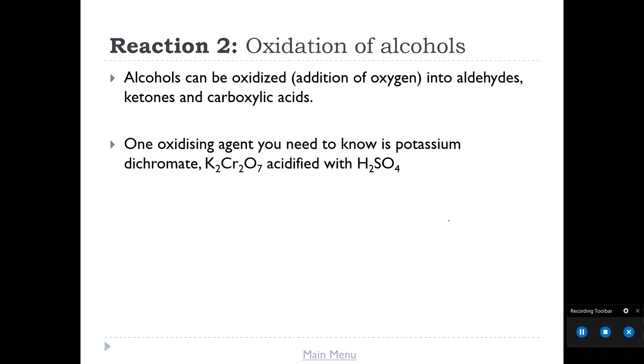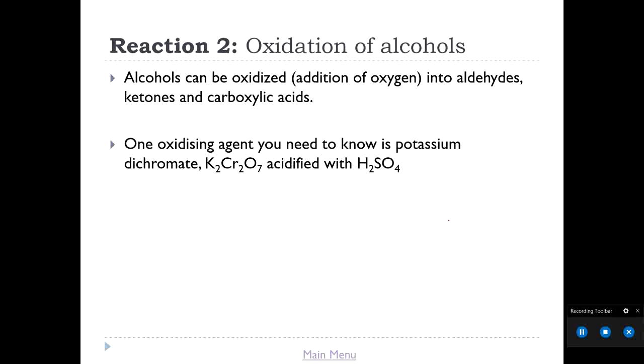The next reaction we have is the oxidation of alcohols. So alcohols can be oxidized. So we're adding oxygen to them. This is the classical definition of oxidation, the addition of oxygen. So they can add oxygen to turn alcohols into aldehydes, ketones, and carboxylic acids. What they turn into depends on if we're dealing with a primary or secondary alcohol.